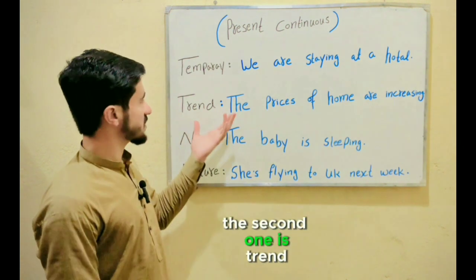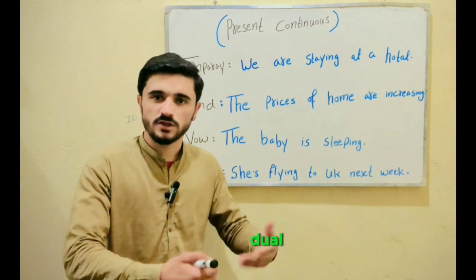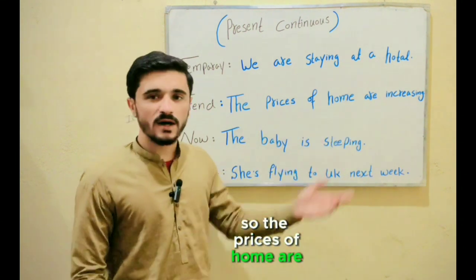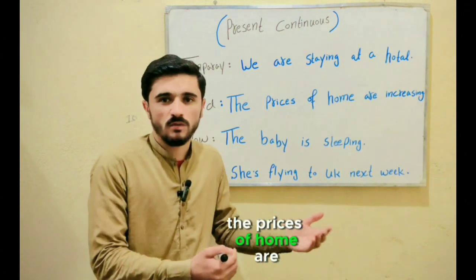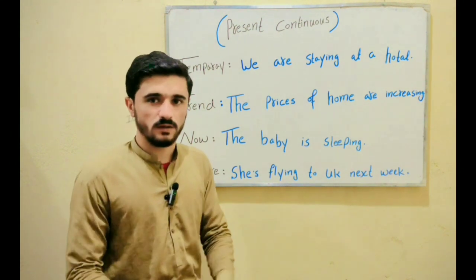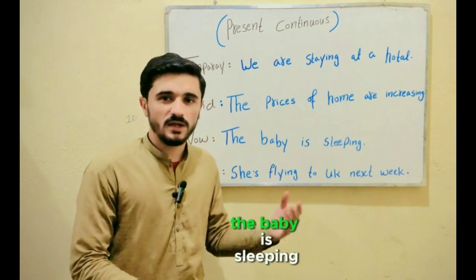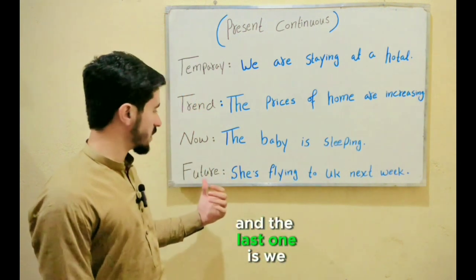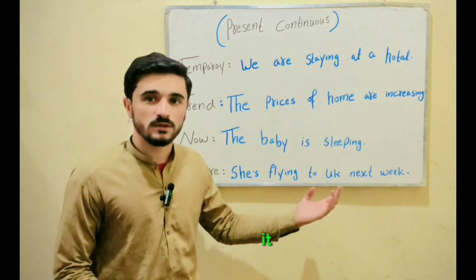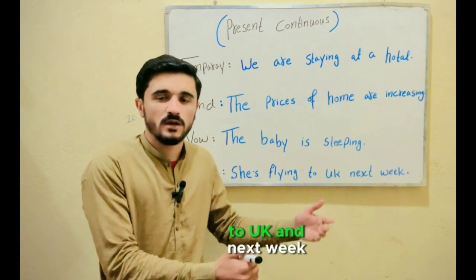The second one is trend. What is meant by trend? Trend means change, something developing. So, the prices of homes are increasing. And the third one is now, for the present time, like the baby is sleeping. And the last one is that we also use it for the future, like she is flying to the UK next week.